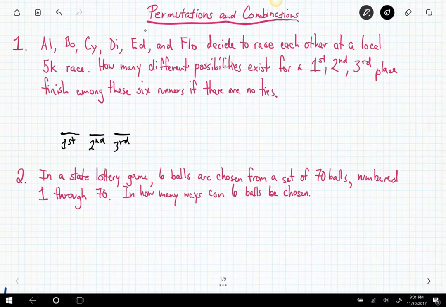Well, if you notice there's 6 runners, so that means there's 6 possibilities for first place. But if there are no ties, that means as soon as that first person finishes in first place, they can't finish in second place as well. So you're left with 1 less person, which means we have 5 there. And since these are steps in a sequence, you're talking multiplication principle, is at least one approach here. We're going to talk about another approach that might be a little bit quicker.